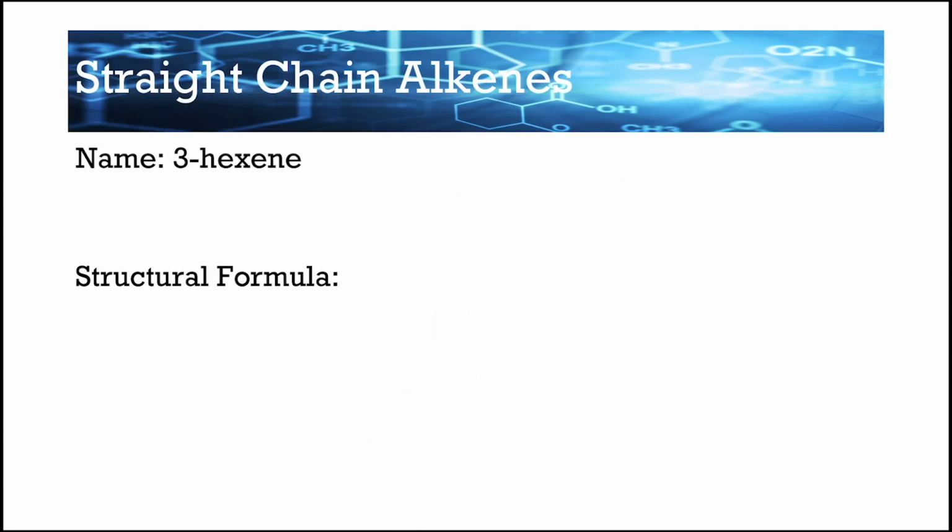Hopefully you guys are starting to get the hang of this as we're moving forward with this. Okay. Next, I gave you the name, and I want the picture. So, again, we're going to follow the same thing we've been following so far. Let's draw this parent chain first, and then add everything else that needs to be added in. So, we have hex. Hex means 6 carbons. 1, 2, 3, 4, 5, 6.